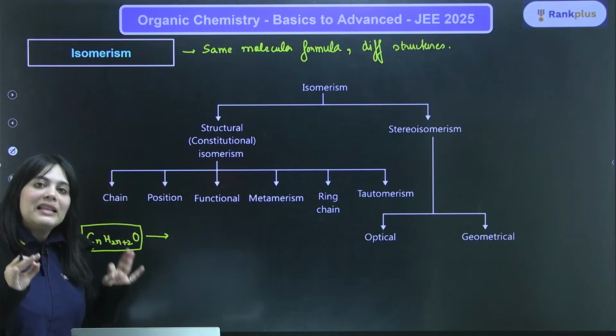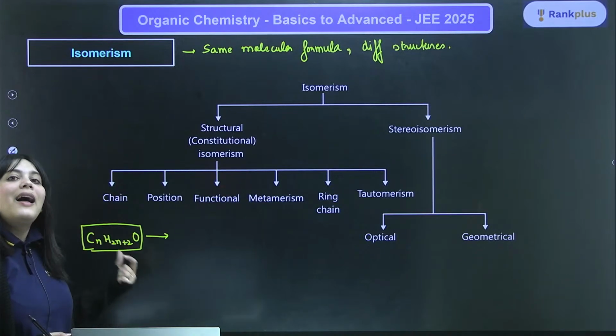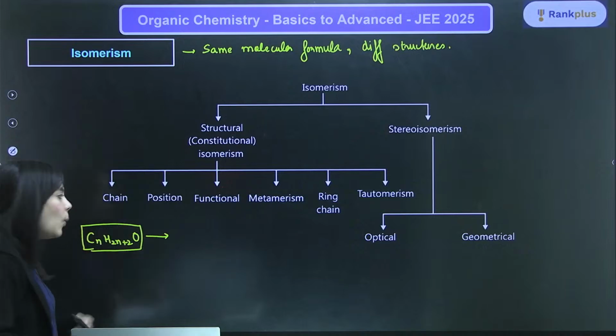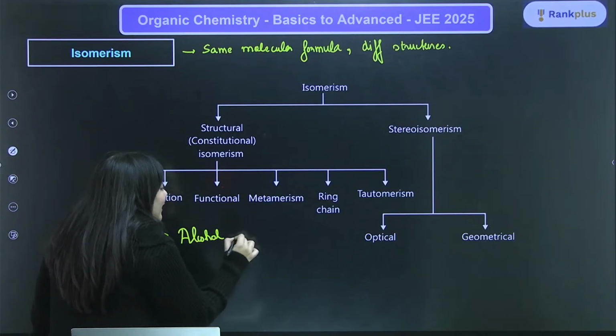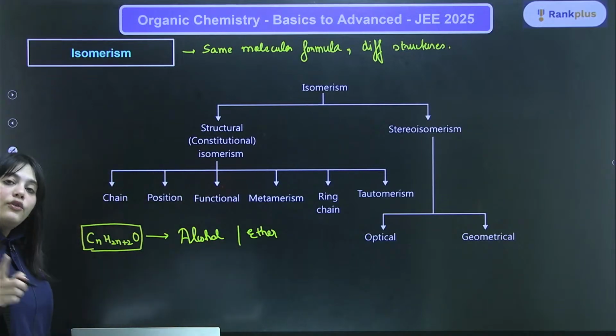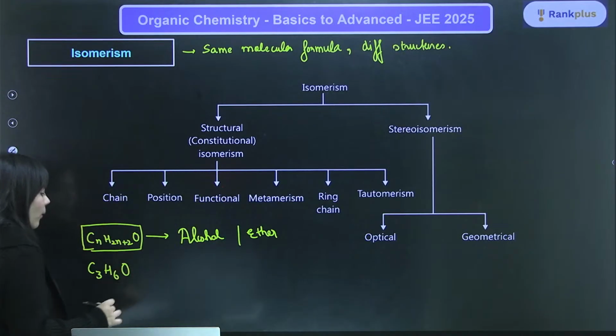Can anyone answer me? Which functional group's general formula is this? This belongs to 2 functional groups. One is alcohol, and the other one is ether. I will prove it to you how. For example, if I've written C3, and 3 into 2 is 6, C3H6, and I've written O, right?